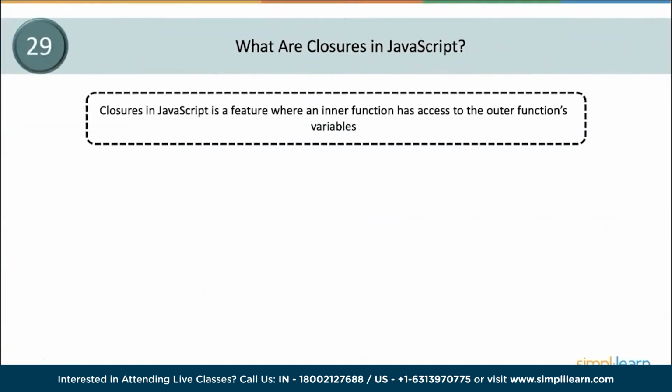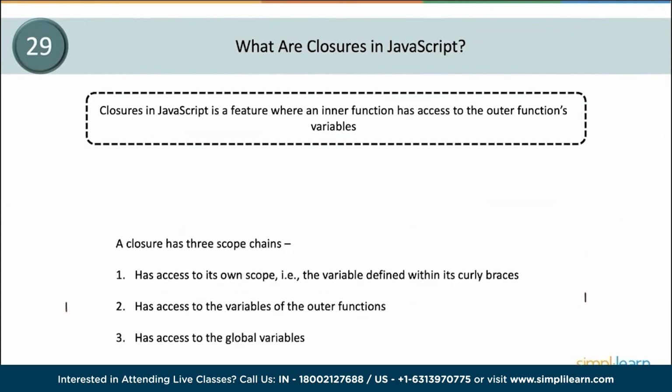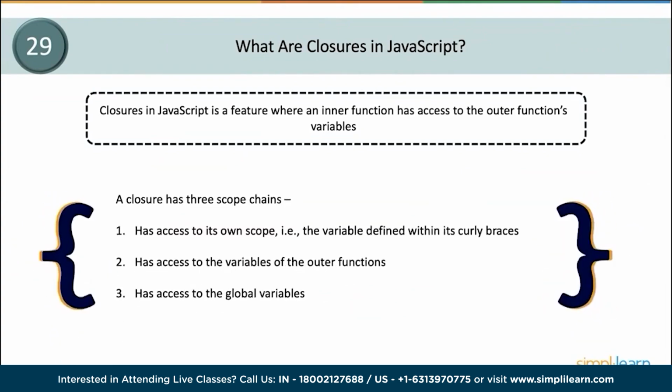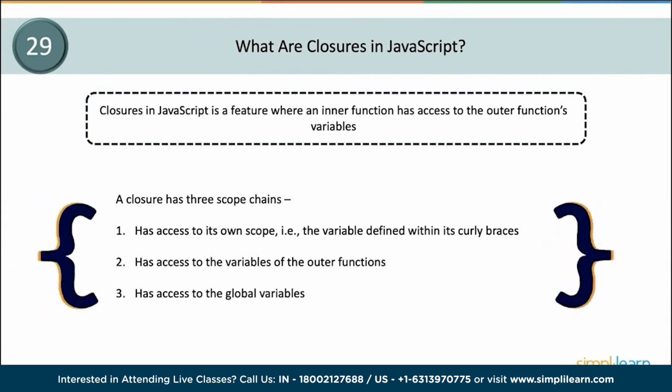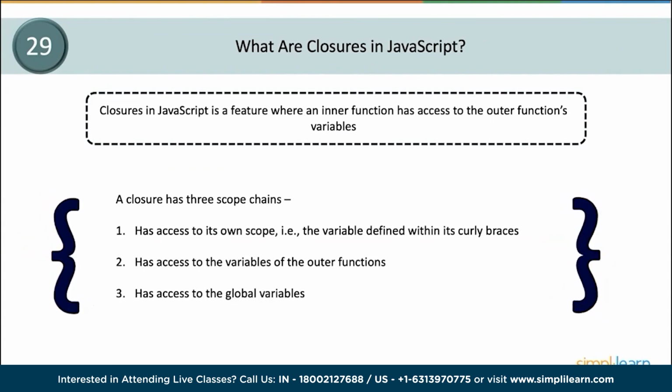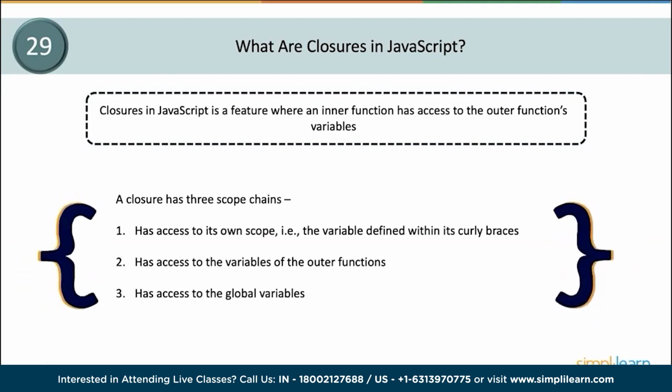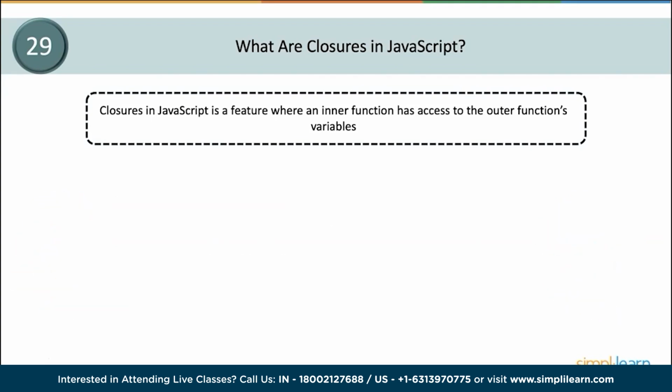So closure is a JavaScript feature where the inner function has access to the outer function's variables and properties. Okay, so you can consider that a closure has three scope chains. Number one, it has access to its own scope, that is, defined within its curly braces. Second, it has access to the variables of the outer function, and also has access to the global variables.